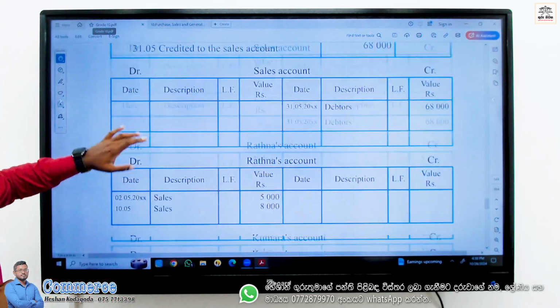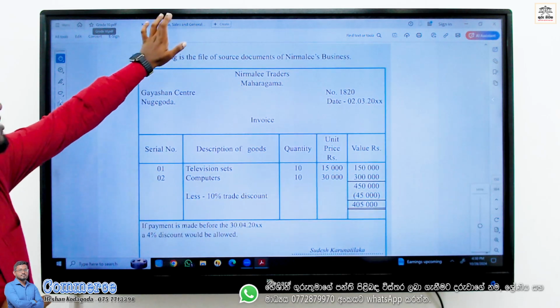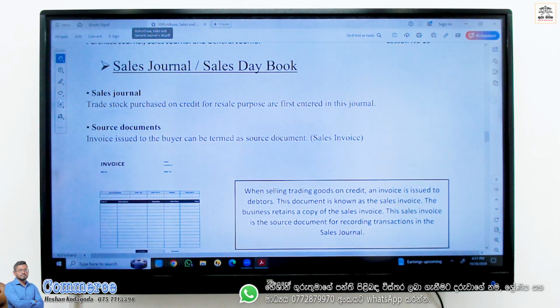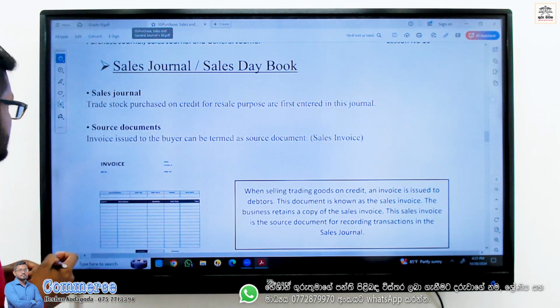Right? So you can see in here sales journal, sales daybook. Sales journal, trade stock purchased on credit for resale purposes are first entered. Oh my god, this is wrong.